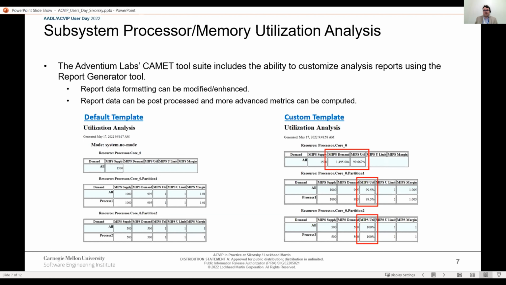Also, something that we really wanted in terms of a metric that we thought would be interesting is this core roll-up of the partition. We wanted to get a cumulative utilization across the core of the partition utilization. So we were able to update the template to bring in those values and compute the demand across the core.